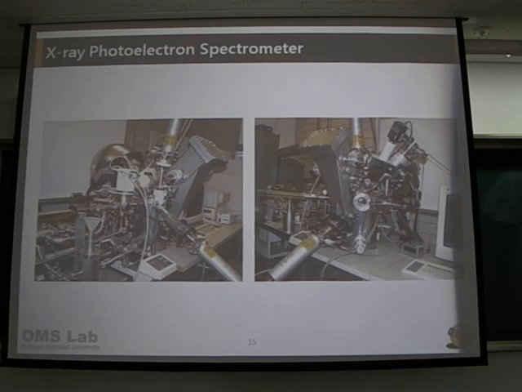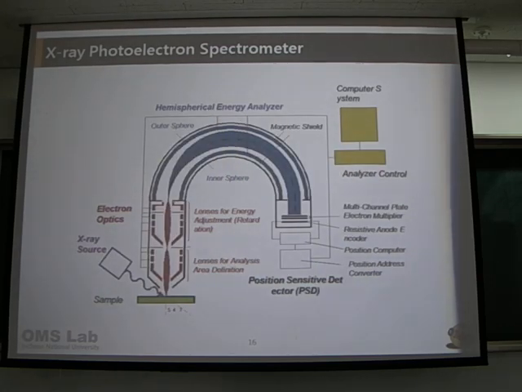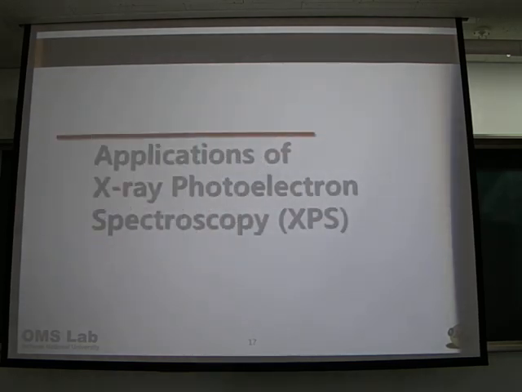This is an X-ray photoelectron spectroscopy machine, and this is a photoelectron spectroscopy meter. In this case, what type of instrument is here? Look at here. This is the X-ray source, the sample, and this is the computer system. That means analyzer control and various types of instruments. This is inside the machine, so I won't discuss it. I just show this one, and I want to discuss the application of X-ray photoelectron spectroscopy.